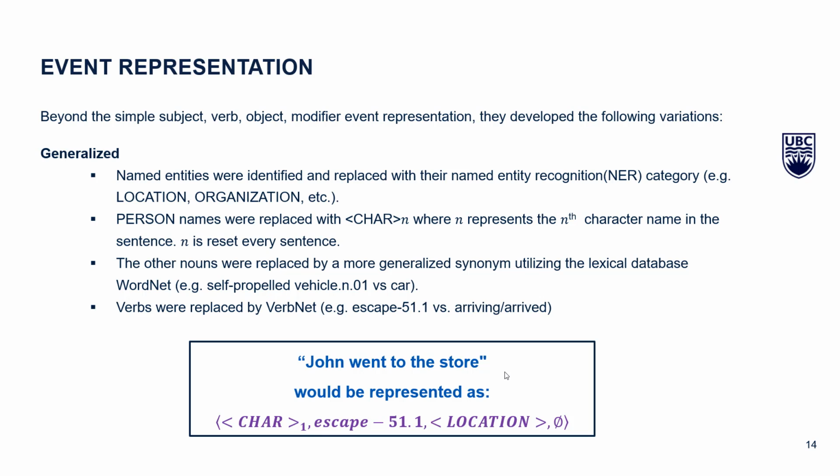And then the verbs were replaced by VerbNet. So for example, if we had arriving or arrived, it would be replaced by a more general escape. Looking down at the bottom, we can see a generalized version of John went to the store. So we would see char 1, escape, location, and empty.